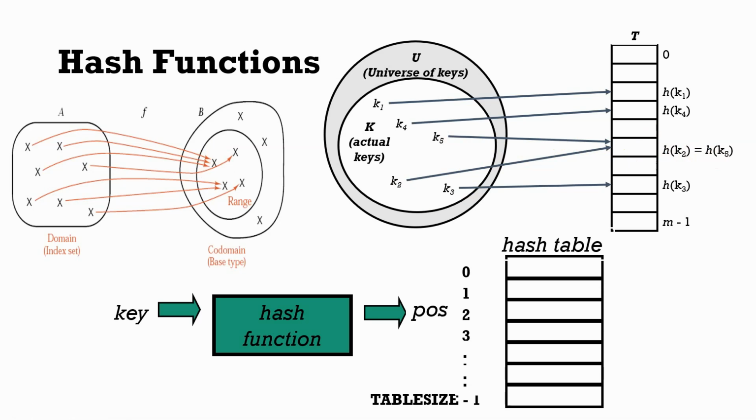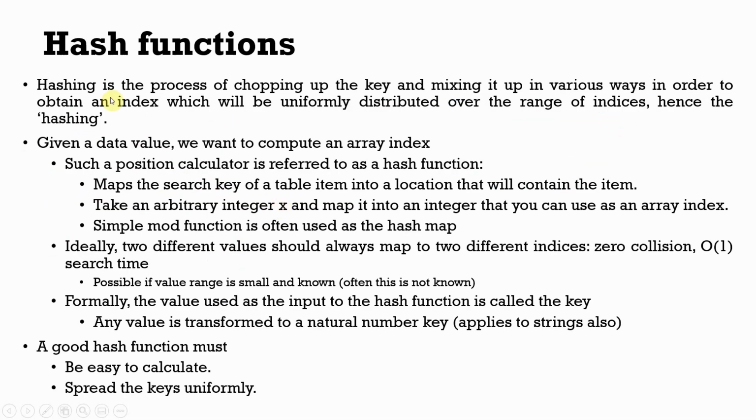It's not possible to have a perfect hashing where every key value is mapped to a unique table location. This is called hashing. Hashing is the process of chopping up the key and mixing it up in various ways in order to obtain an index which will be uniformly distributed over the range of indices, hence the hashing. That's where the root of the term comes from.